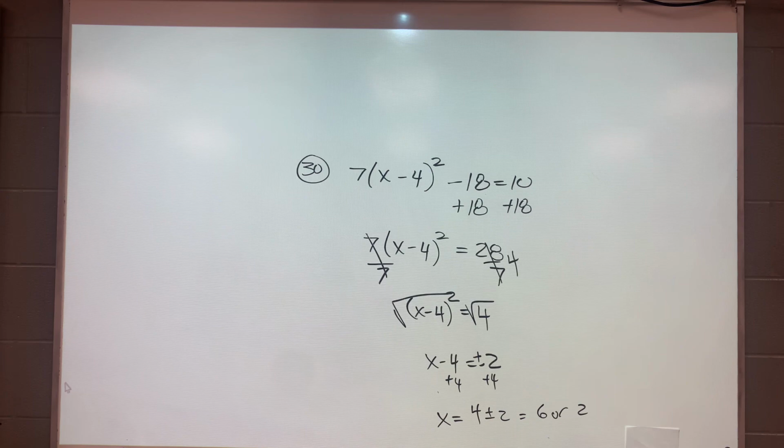All right, you can work through the rest. Word problems. You'll need a calculator for 31 through 34, so good luck with that.